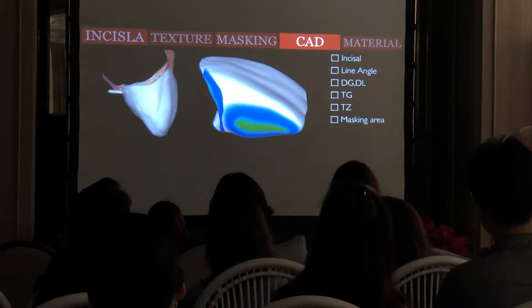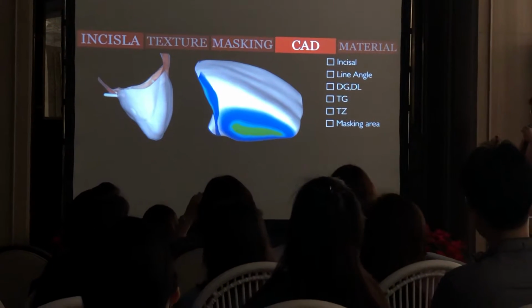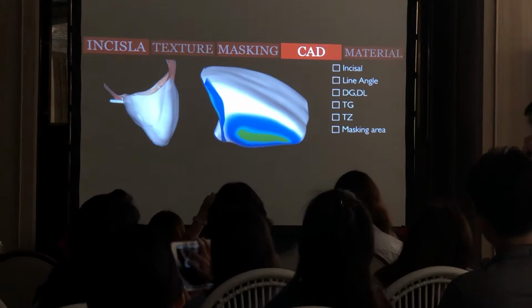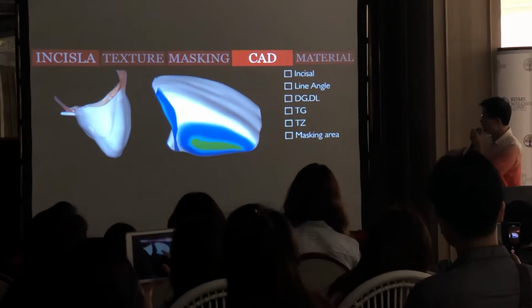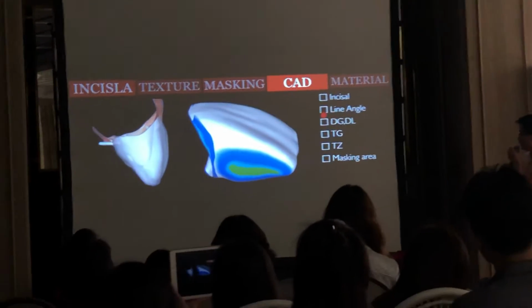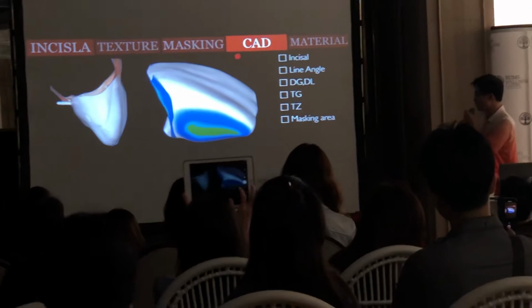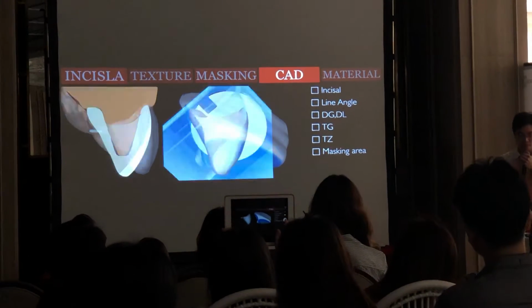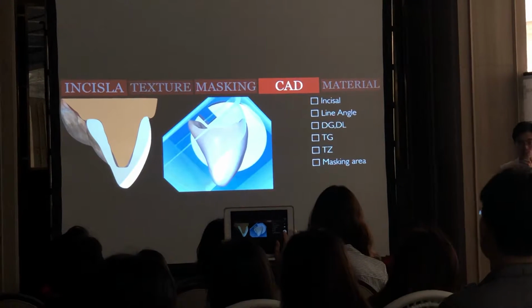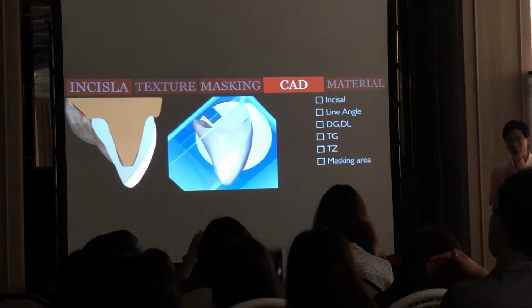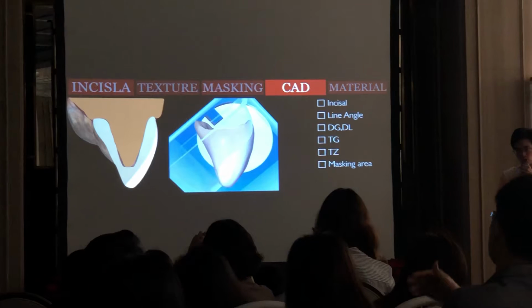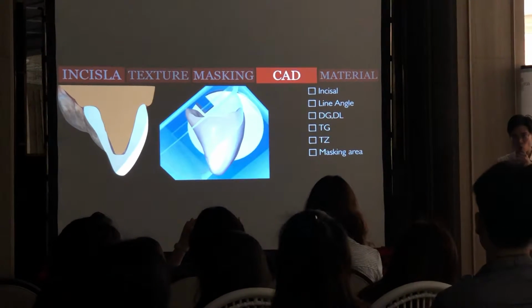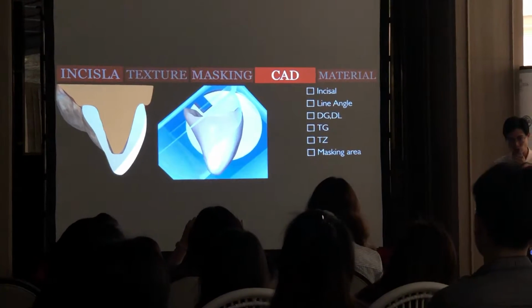And this can be used in your software. Do you need line angle? Do you need developmental groove? Do you need developmental lobe? Do you need something else? And then this CAD will link. This is very juicy information for you and your co-worker dental technician.